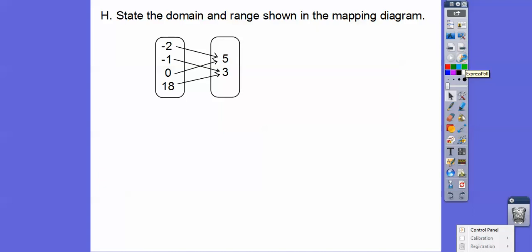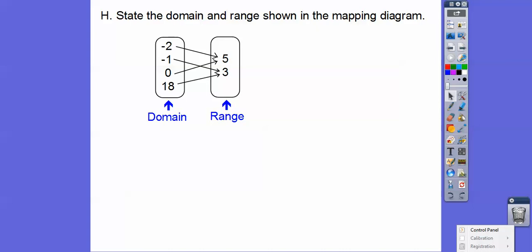So state the domain and the range shown in the mapping diagram. Okay, so this is typically our x's, this is our domain, and this is typically our y's. That's our range right there. Now, it might ask you on the test, is this a function? And so it's a function if every x goes to just one y.